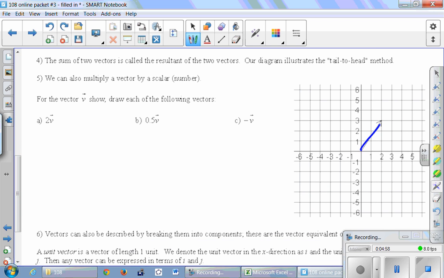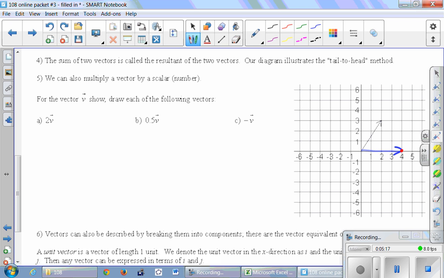All right, so in this picture we have vector v, which apparently is 2 east and 3 north. In part A, we're going to draw the vector 2 times v. So all we're going to do is double this vector here. Instead of going 2 feet to the east, we're going to double that and end up 4 feet east.